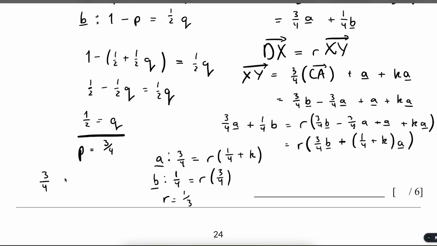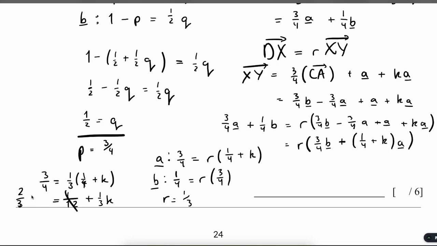That means 3/4 equals 1/3 of 1/4 plus K, which is 1/12 plus 1/3 K. Subtract a 12th from this, so this is 9/12. Subtract a 12th, you get 8/12, which is actually 2/3.